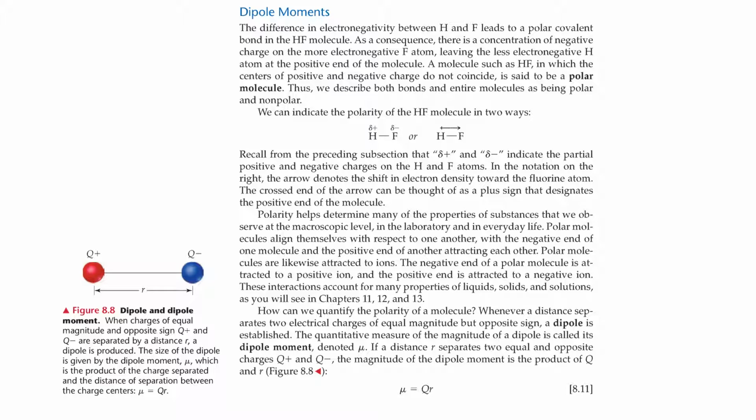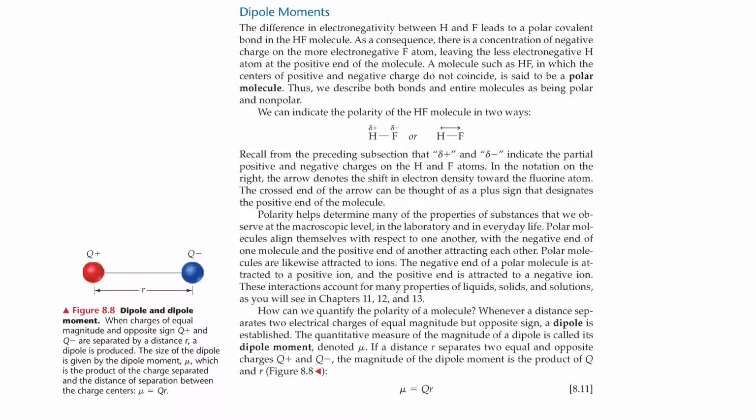Polarity helps determine many of the properties of substances that we observe at the macroscopic level in the laboratory and in everyday life. Polar molecules align themselves with respect to one another, with the negative end of one molecule and the positive end of the other attracting each other. Polar molecules are likewise attracted to ions. The negative end of the polar molecule is attracted to the positive ion, and the positive end is attracted to the negative ion. These interactions account for many properties of liquids, solids, and solutions that you'll see in chapters 11, 12, and 13. How can we quantify the polarity of a molecule?